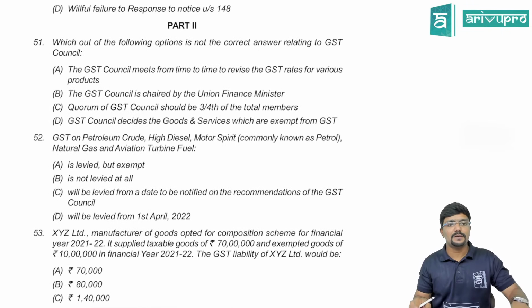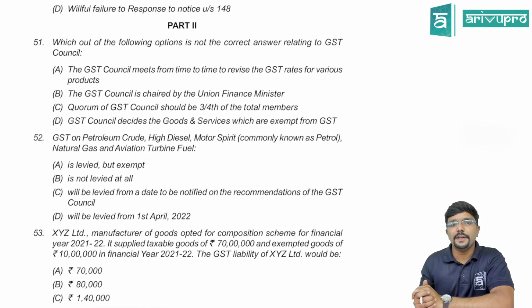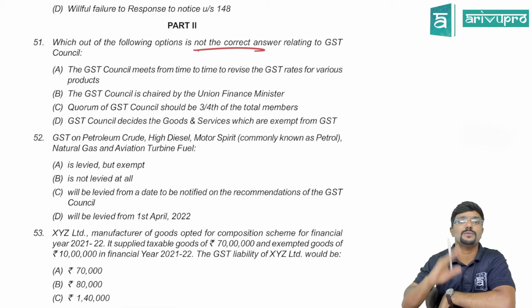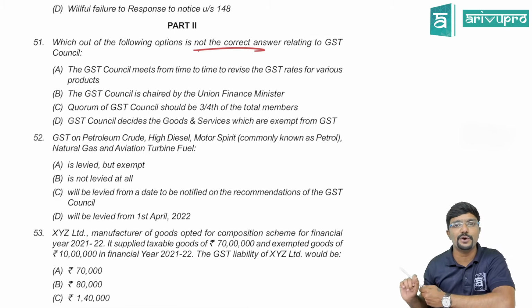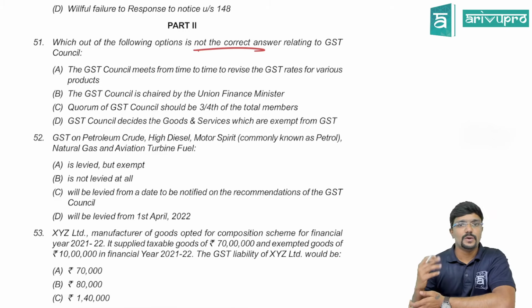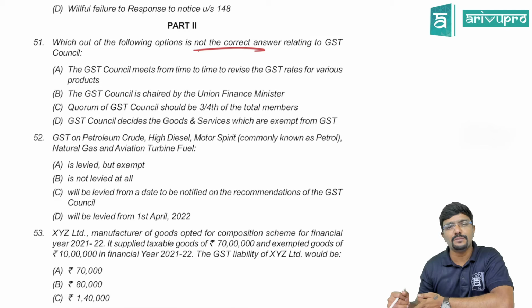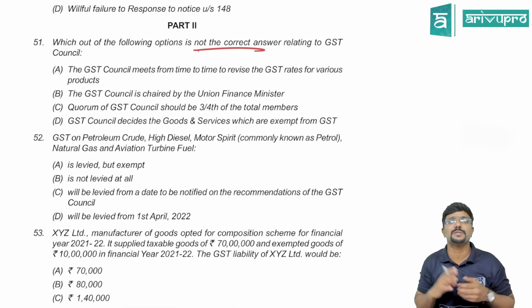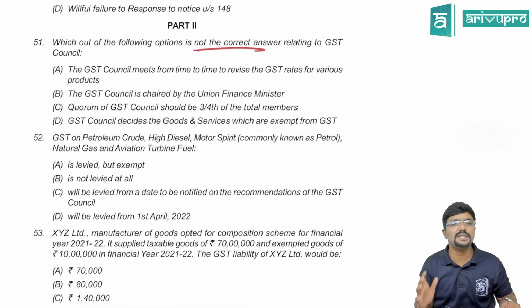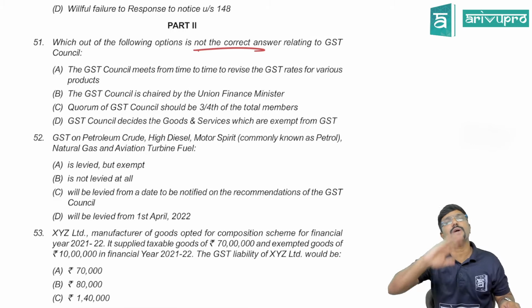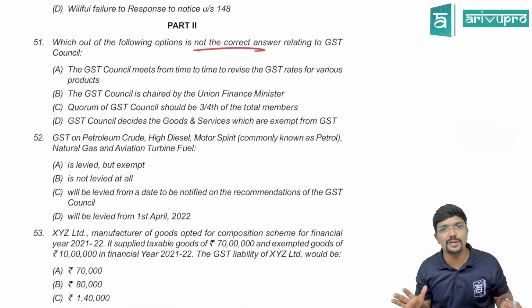Fine, guys. We'll start with: which of the following options is not correct. Sometimes please be careful, they will ask what is correct, sometimes they will ask what is not correct, so please be careful while reading the question. Answer relating to GST Council. The GST Council meets from time to time to revise GST rates for various products. Yes, actually any decisions with respect to GST will be taken by GST Council and they will recommend it to the government. So finally the government will notify it.